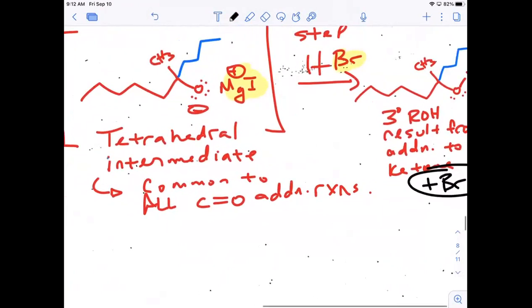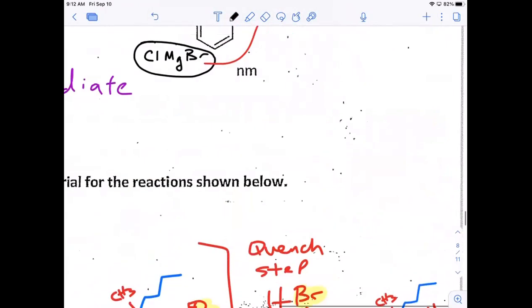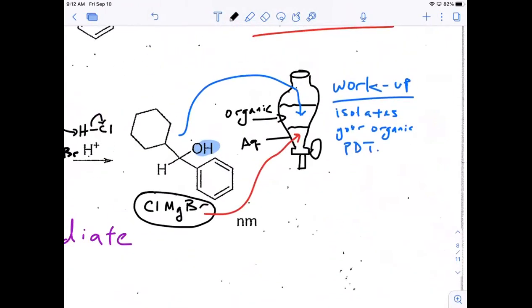And again, we talked about this on Wednesday. It just goes in the trash, right? Once you do your workup, you add it to the separatory funnel, add in some type of aqueous layer, ammonium chloride or water or something like that. And then you shake the two layers together, let them separate, keep the organic, trash the aqueous.